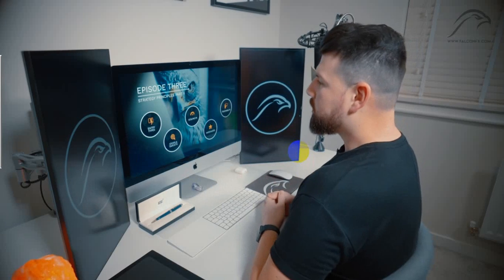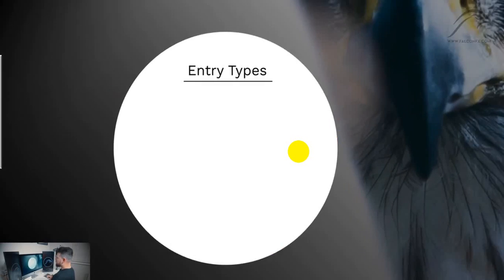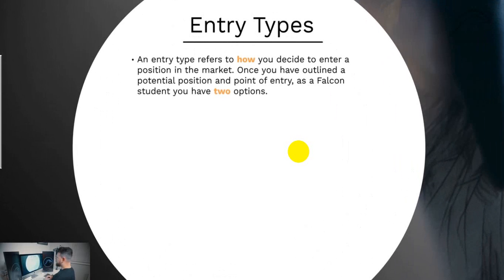Get ready, part 2. So welcome to part 2 in episode 3, guys and girls, this is where we build on part 1. And as we lead on from evolving with the market, let's take a look at entry types and dig into what that means. So with entry types, it's really important to understand what we kind of focus on here.